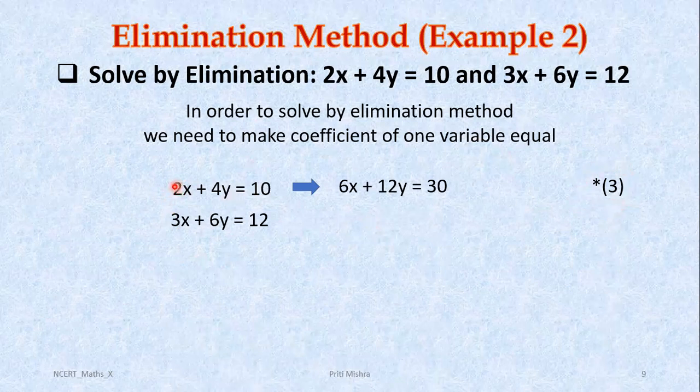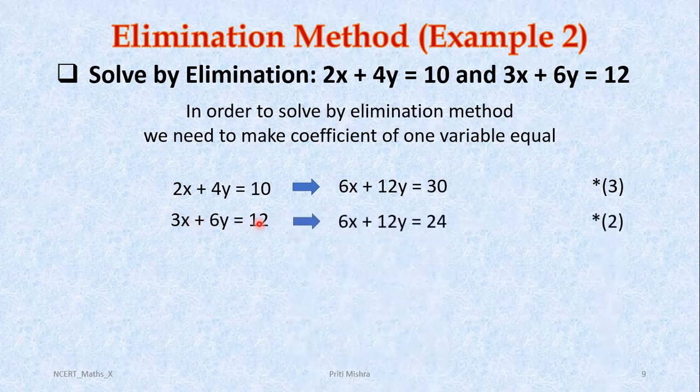If we have to make the coefficient of x equal, then the first equation will be multiplied by 3. As you can see, 2 is the coefficient of x in the first equation and 3 is the coefficient of x in the second equation. So here we need to multiply the first equation by 3 and the second equation by 2. After multiplying, we have equations like this: 6x plus 12y is equal to 30 and 6x plus 12y is equal to 24. Wow, a different type of equations we have here now, isn't it?